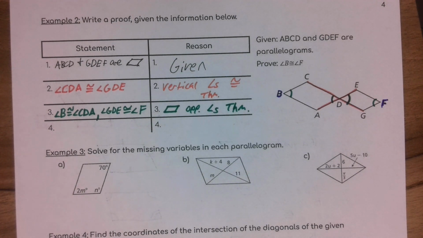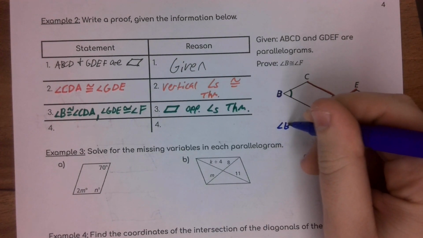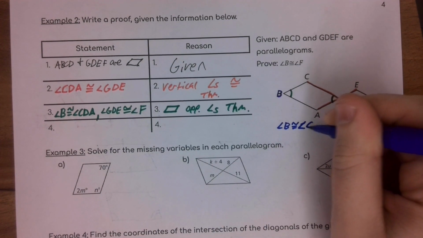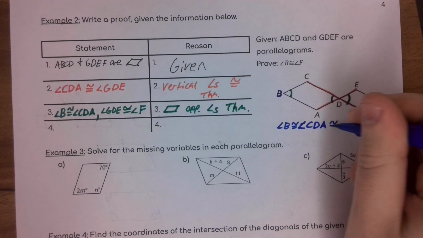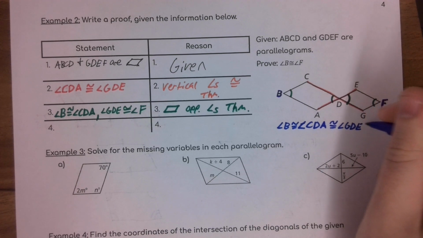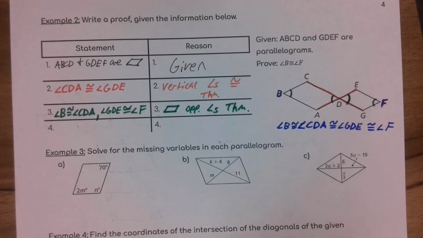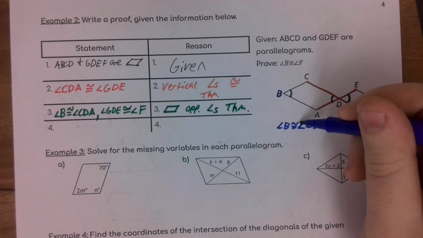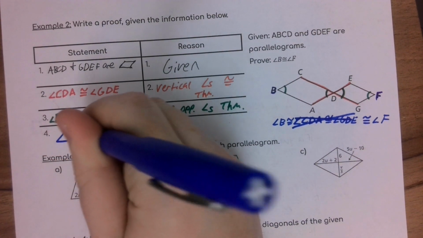Some of you may have noticed that we now have enough energy to put this together. Angle B is congruent to angle CDA. That's a fact. But CDA is congruent to GDE. But GDE is congruent to F. We've made a chain of things that are congruent to each other, reaching from one end of the shape to the other. Because of that, we can cut the middleman and just say angle B is congruent to angle F.